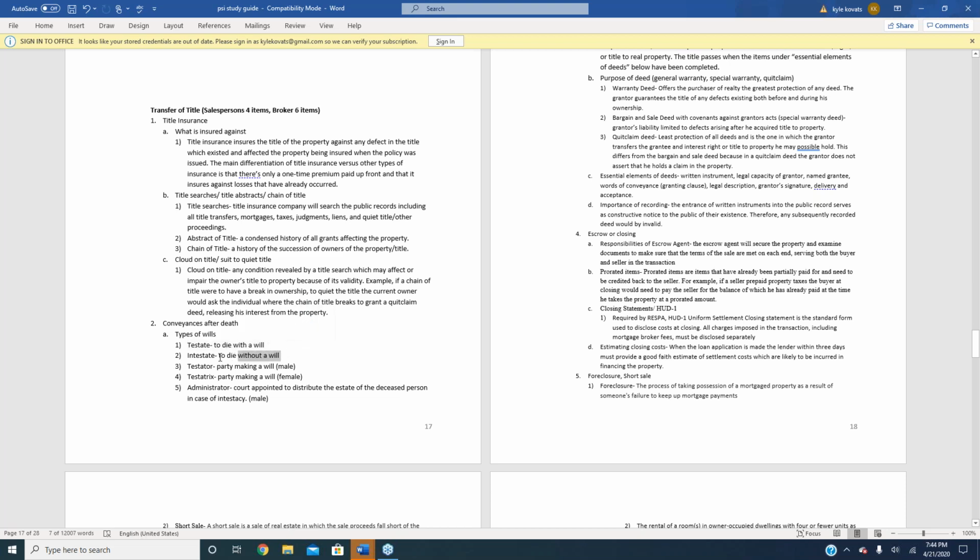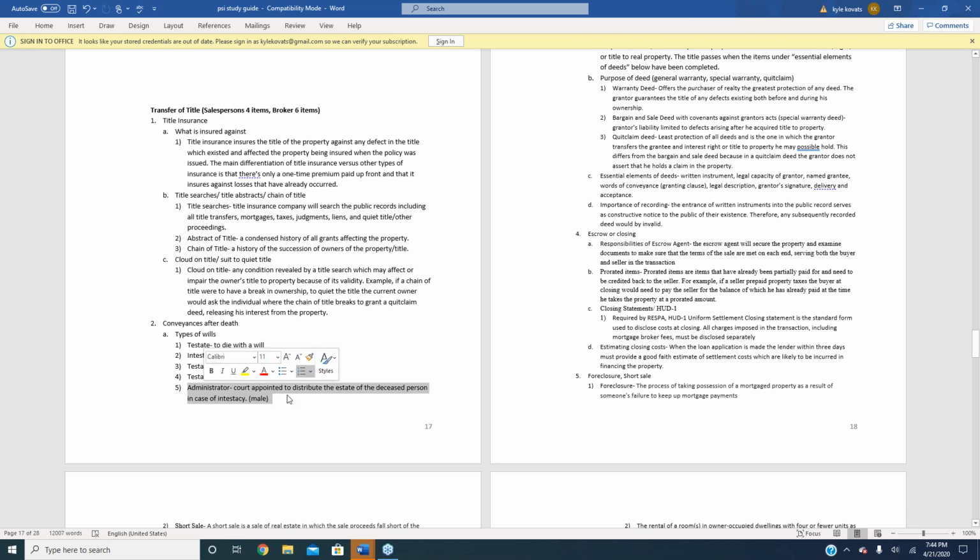Number two, when you die testate, you die with a will. You die intestate, you die without a will. The person who makes the will is called the testator. Now, granted, the attorney is probably going to make it for you, but they're making it on your behalf. So the testator is the party who makes the will. If they just add IX at the end of any of these, it's just female. So IX is just female. So in this case, the female who makes the will.